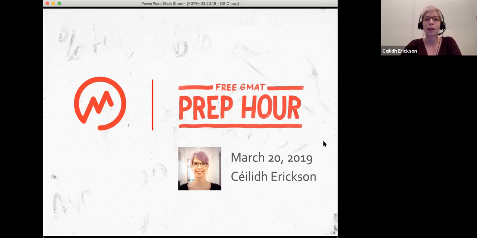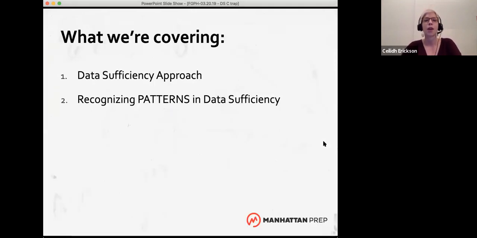But here is what we're getting into tonight. We're going to talk about how to approach data sufficiency, but I imagine a lot of you have done some data sufficiency before, so what we're really getting into is recognizing patterns in data sufficiency, because that can help us move more quickly, avoid mistakes, things like that.